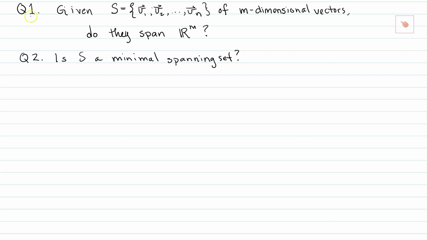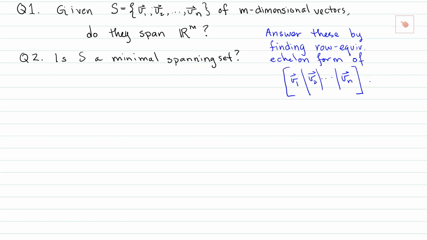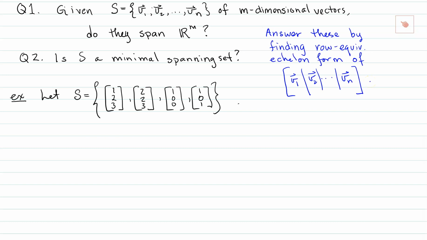And the answer to both of these questions can come from just looking at the row equivalent echelon form of the matrix that you get when you stack up those vectors as the columns. So let's see how that works in practice. Okay, so here we have a set of 4 vectors in 3-dimensional space, and I'm going to call these v1, v2, v3, and v4, and ask these questions about this particular set of vectors S.